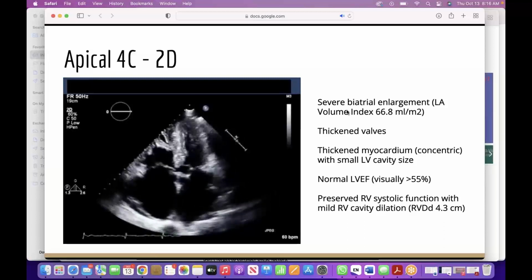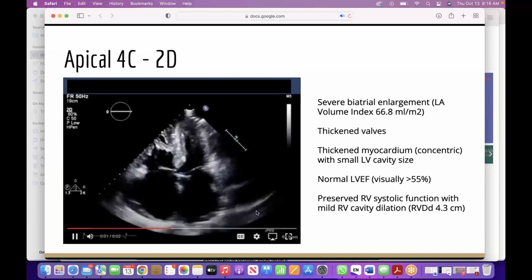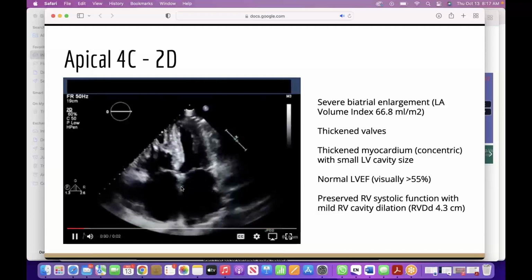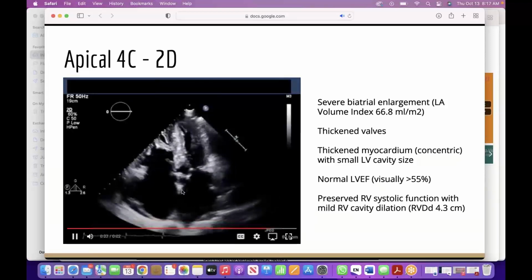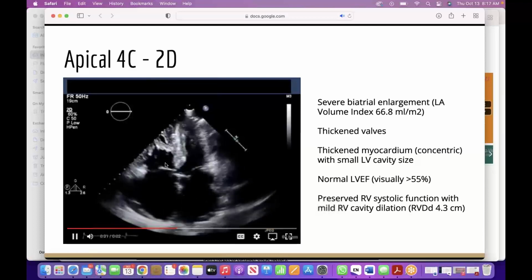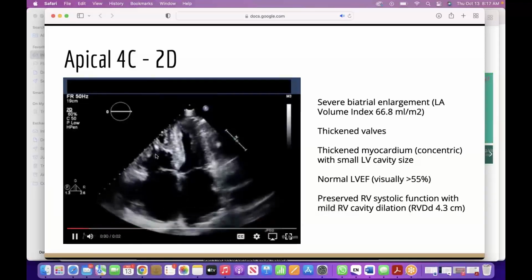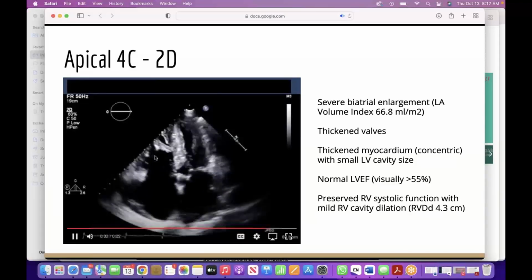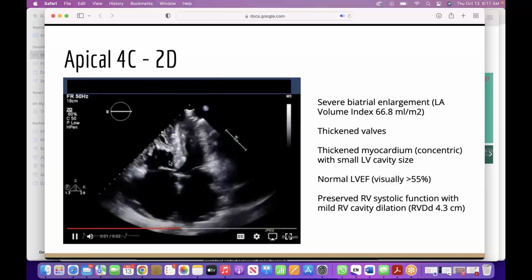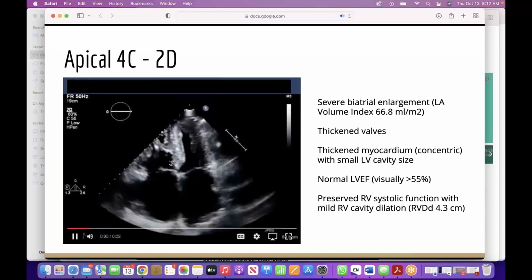The mitral and tricuspid valves again appear somewhat thickened. There's some thickening of the interatrial septum that's appreciated. The RV looks slightly hypertrophied as well. The ideal view for that would be the subcostal view.